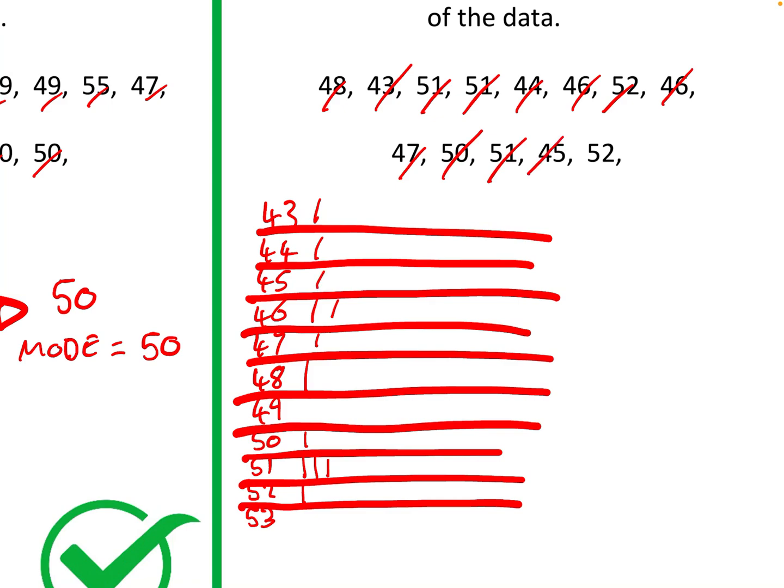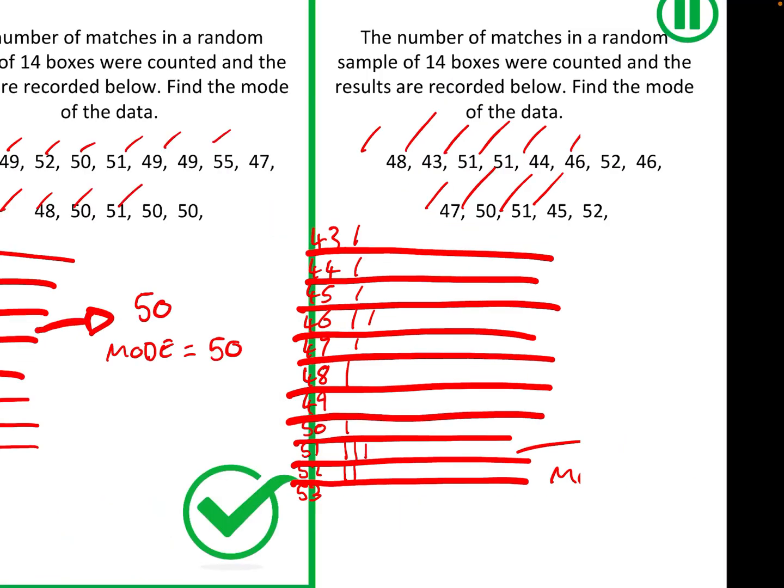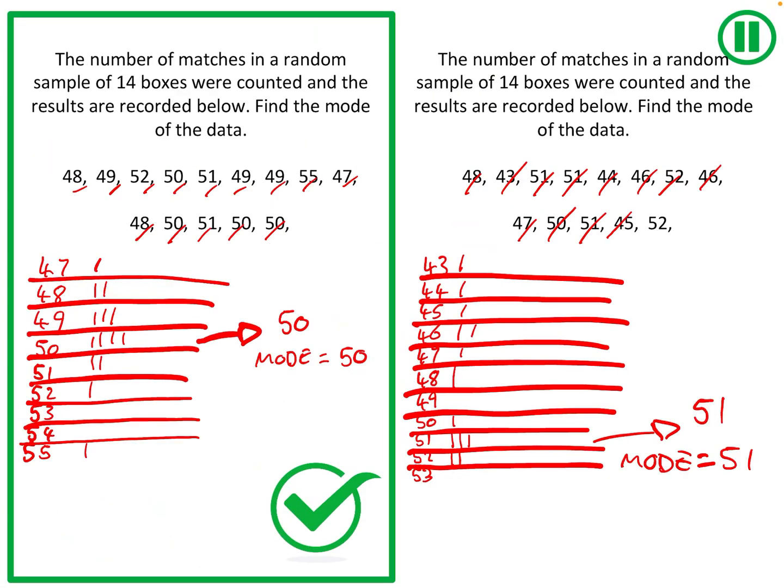45 and 52. If I now look up my sets of data, the one with the most is 51, and therefore the mode, the most frequent, the most common is 51 in this case, okay? And that would be my final answer.